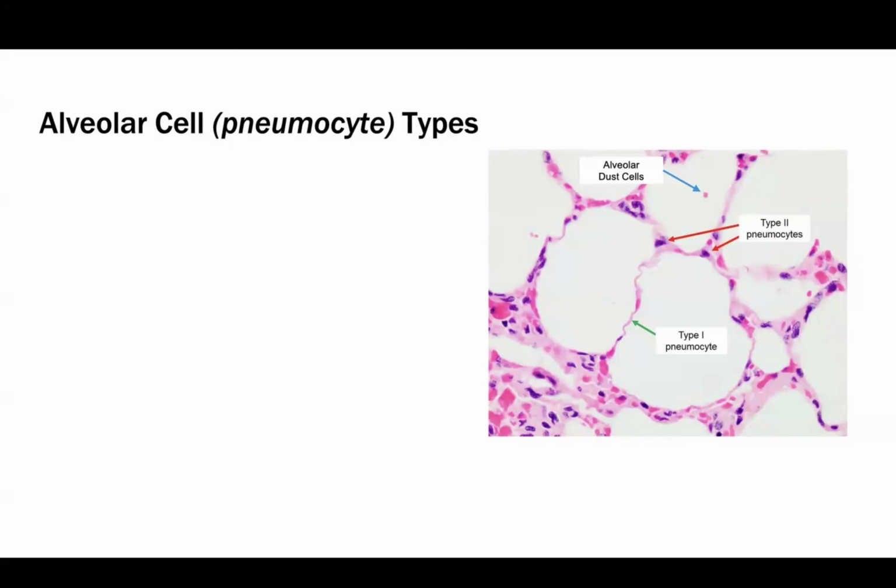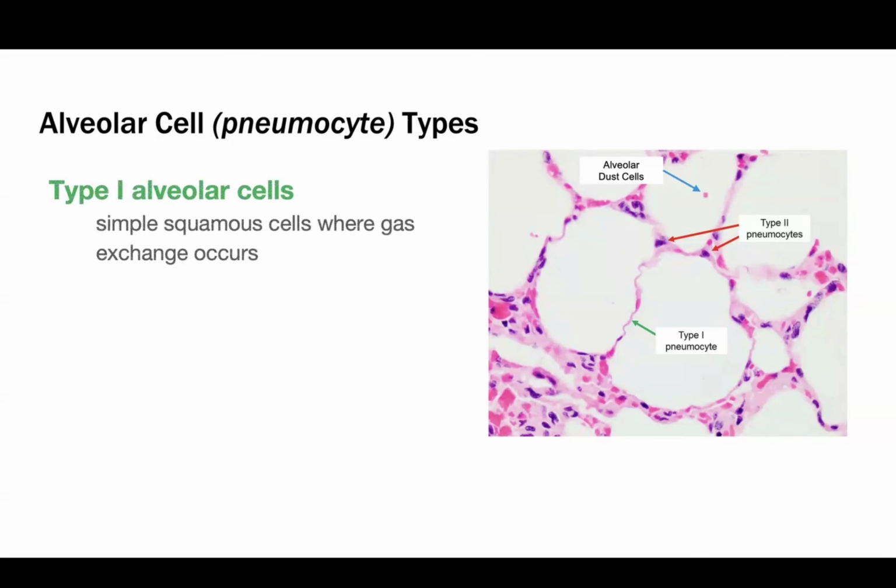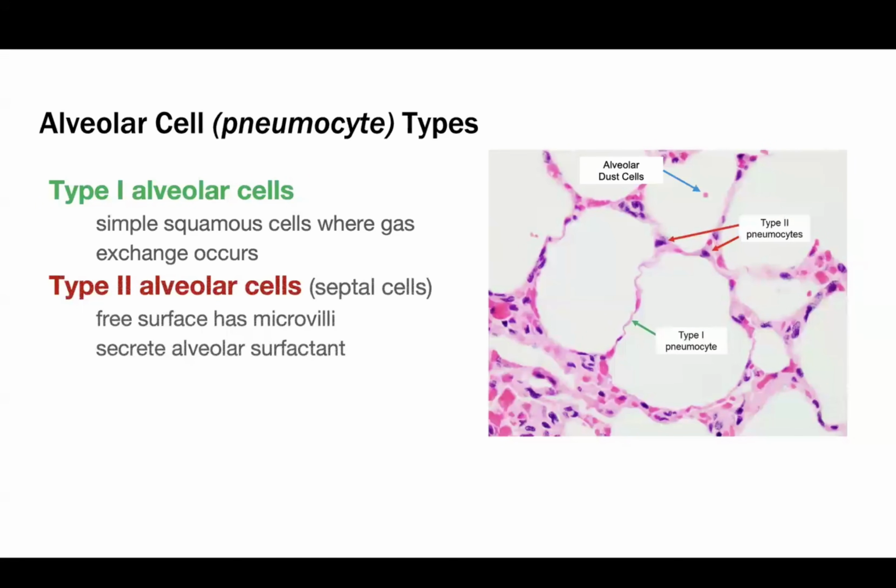Now, I mentioned type 1 cells earlier. There's actually two different types of alveolar cells, or pneumocytes. I'm just going to call these alveolar cells for simplicity. Type 1 alveolar cells are the actual simple squamous cells. This is where gas exchange takes place. They're run-of-the-mill, they're thin and flat, and single layered. It's perfect for diffusion. Type 2 alveolar cells are called septal cells.